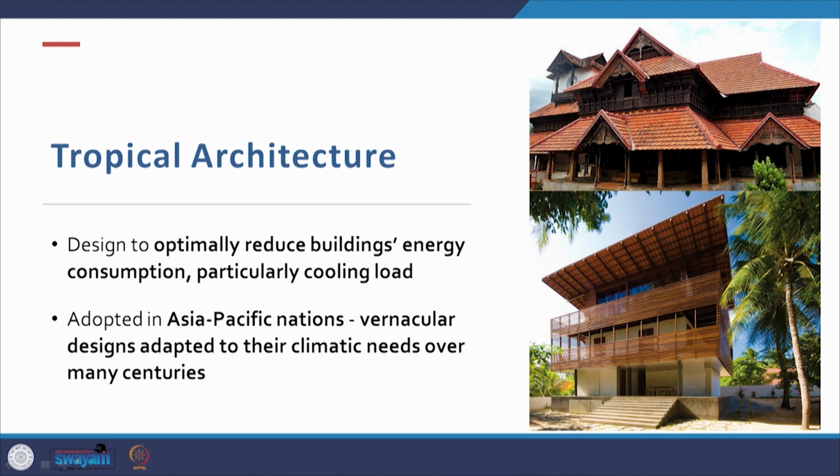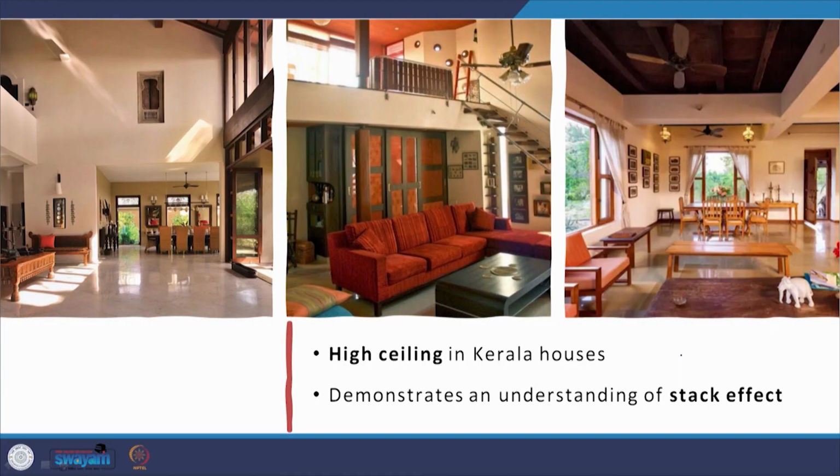Tropical architecture is a design to optimally reduce buildings' energy consumption, particularly the cooling load. It is adopted to Asia Pacific nations, and these are vernacular designs adapted to their climatic needs over many centuries of experimentation and hit and trial. Those ideas have evolved and they are now being used even in contemporary buildings. So for example, the high ceilings in Kerala houses are done to encourage stack effect, so that hot air would rise up, a current would be created and the cool air would move in from outside into the livable area.